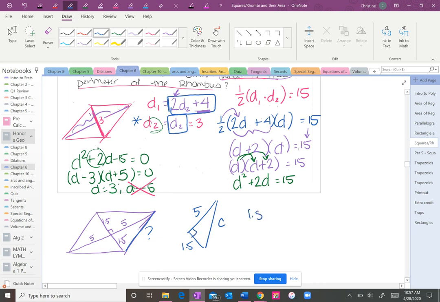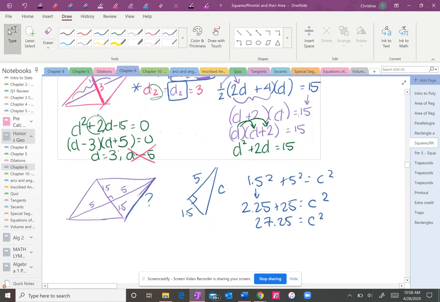Away we go. 1.5 squared plus 5 squared equals something squared. 1.5 squared is, what is it, 2.25? Let's check. 1.5 times 1.5. 2.25, wow. Plus 5 squared, that's 25, equals c squared. And so this is 27.25 is c squared.